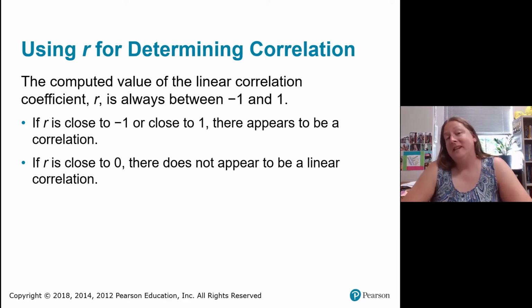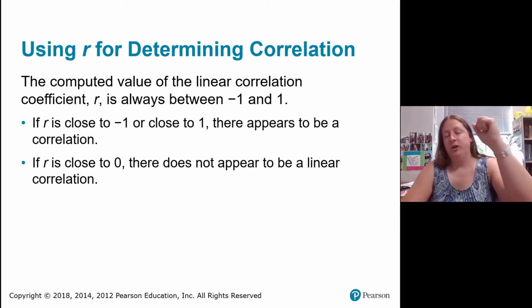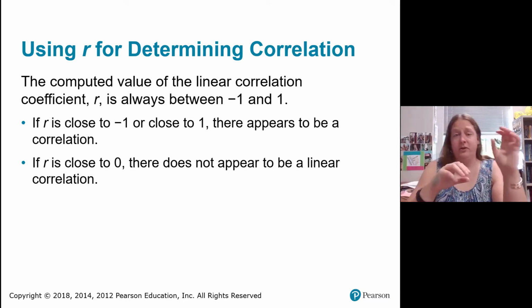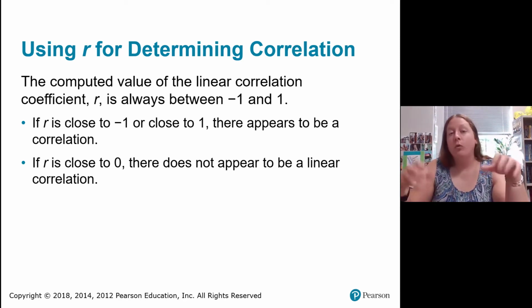If r is close to -1 or close to 1, then there's probably a correlation. If it's close to -1, that's a negative correlation. And if it's close to +1, then that's a positive correlation. What I mean by that, with a negative correlation, is when one variable has a large value, the other one is likely to have a small value. And when the first variable has a small value, then the second variable is likely to have a large value, or vice versa.